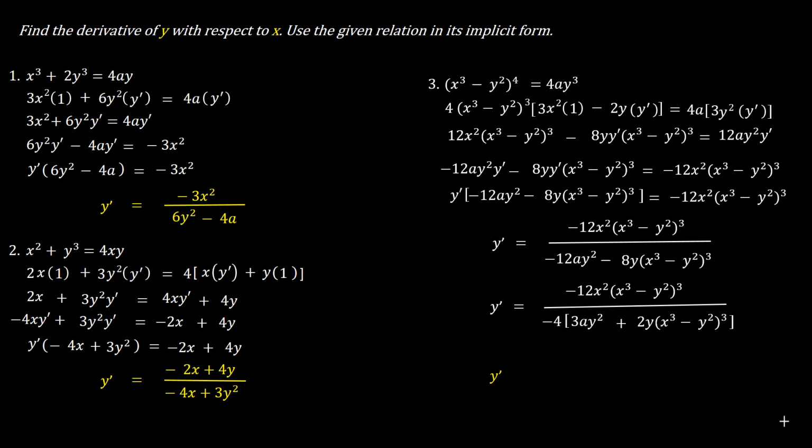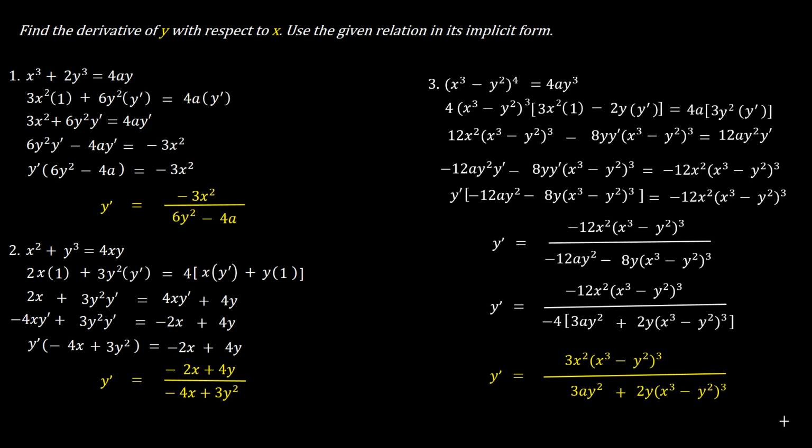Therefore, the derivative of y with respect to x, or y prime, is equal to negative 12 divided by 4, which is 3x squared times x cubed minus y squared raised to the third power, all over 3ay squared plus 2y times x cubed minus y squared raised to the third power.